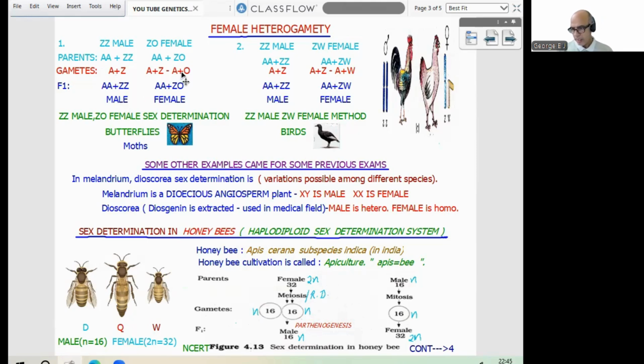A plus Z0, it is female. So Z male, Z0 female, sex determination typically seen in butterflies and moths. Examples are important. Match the following, etc.